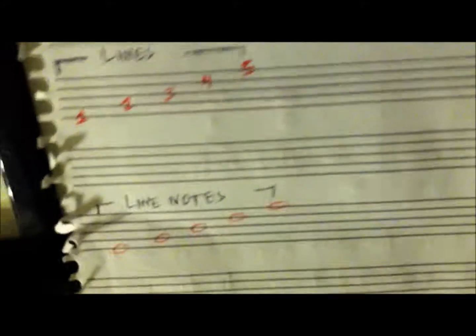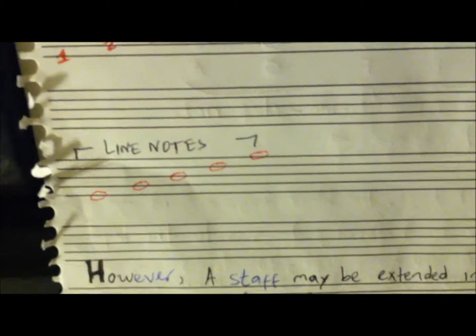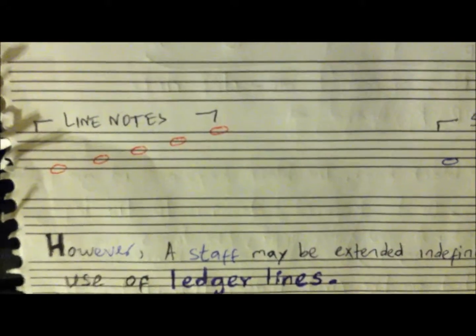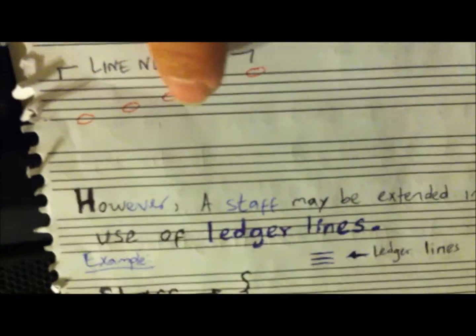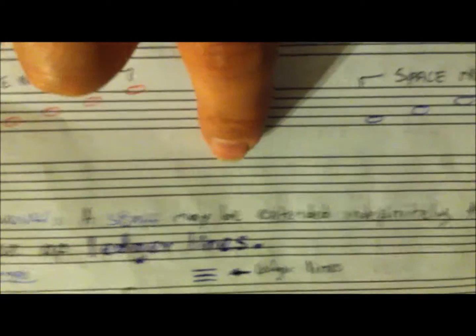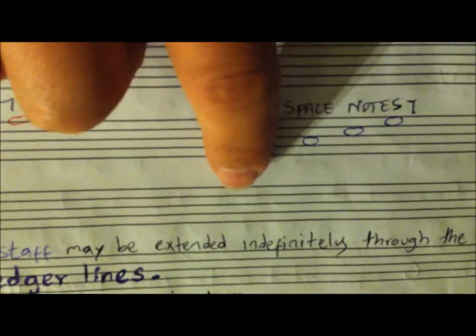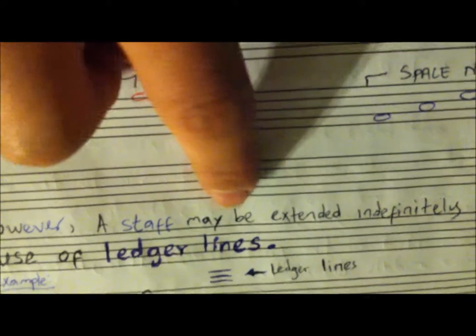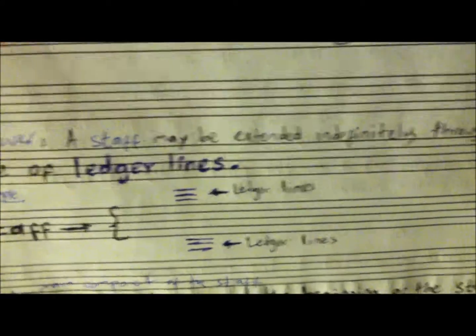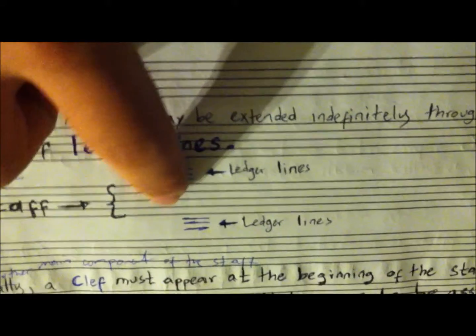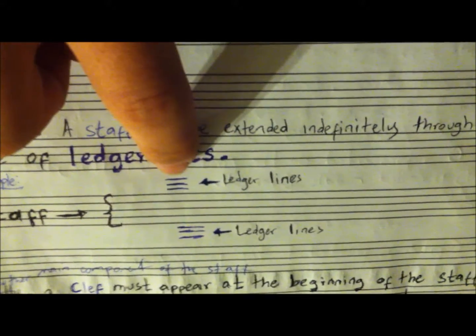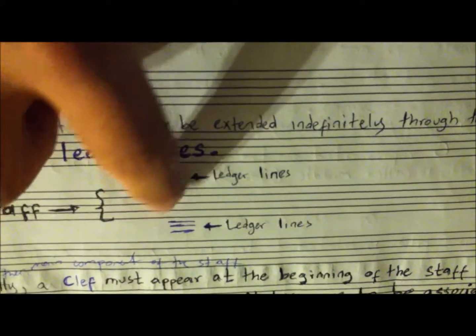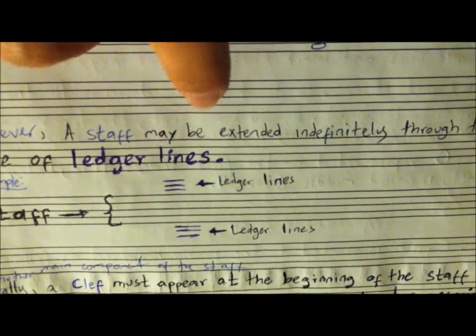However, these are not the only lines on the staff. The staff may be extended indefinitely through the use of ledger lines. Ledger lines can be written at the bottom of the staff or on the top of the staff, from the bottom to the top.